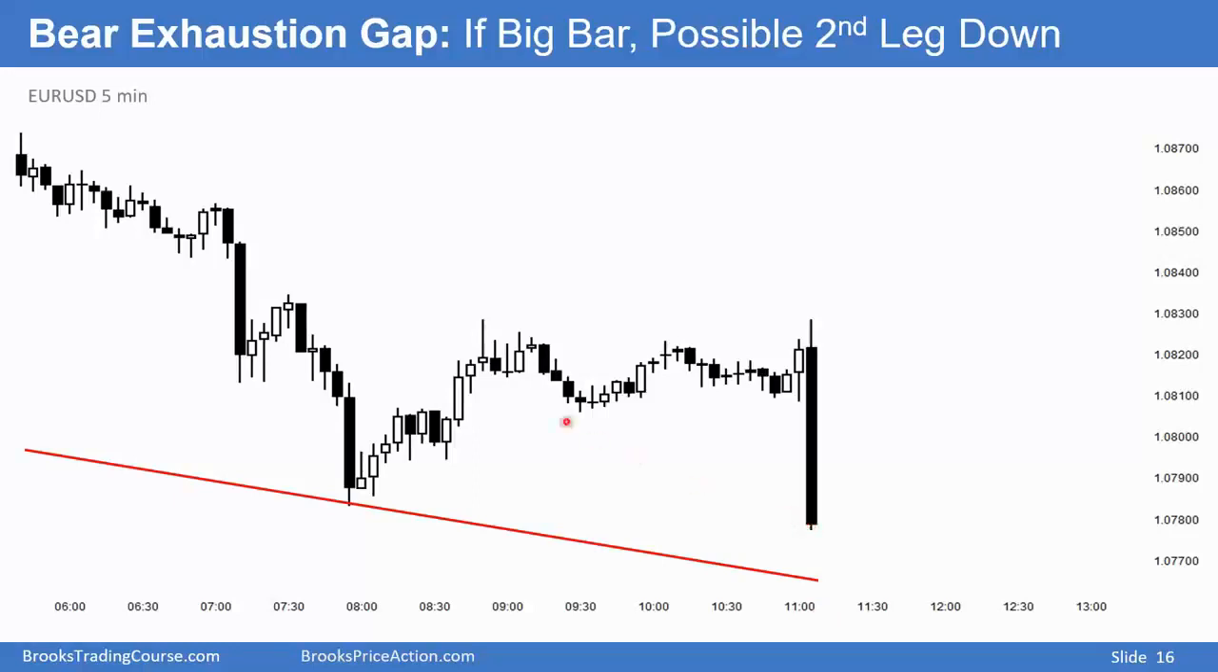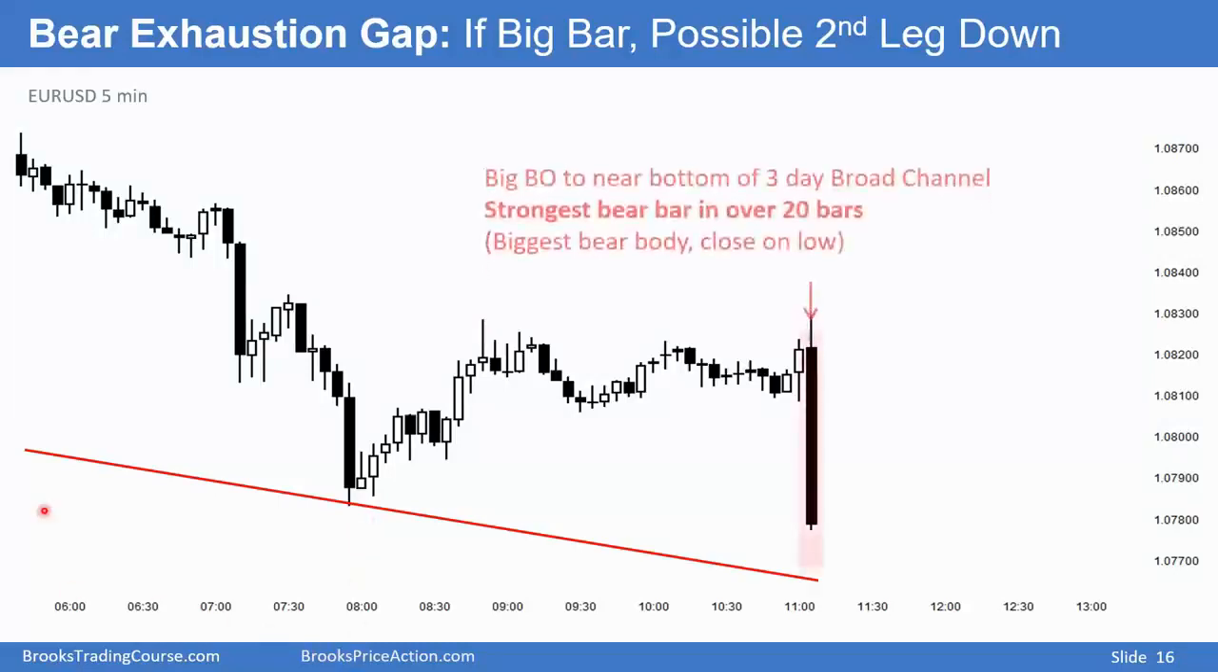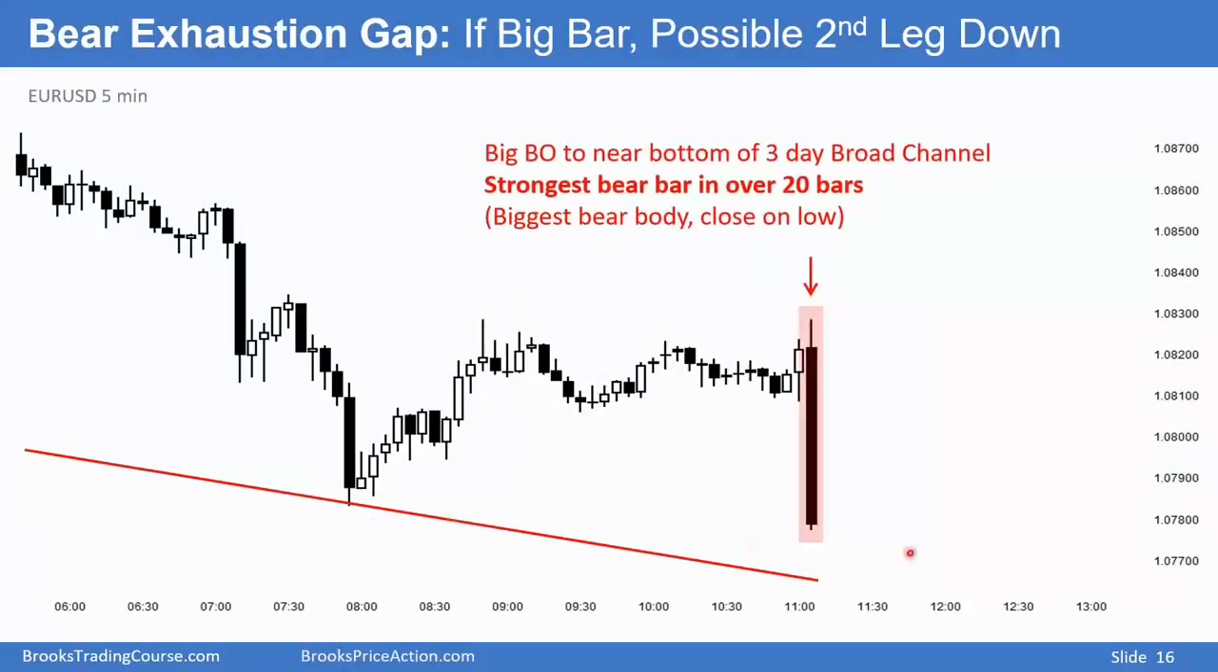For example, a measuring gap. We have a double top here, neckline here, possible measured move down. A lot depends on what the follow-through looks like. If the bears have a second big bear bar, they probably, better than 50%, will get a measured move down from this double top, or this double top, or you can call it a triangle. 3 pushes up, 1, 2, 3, in a trading range.